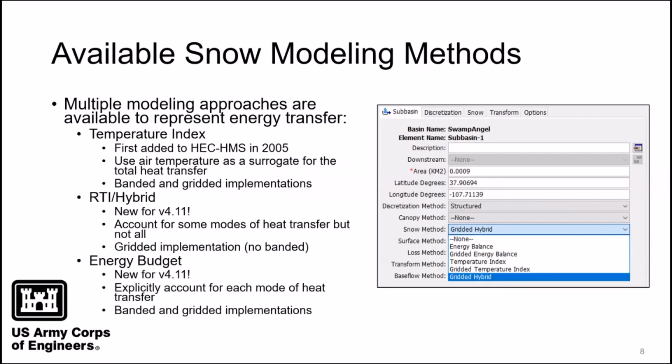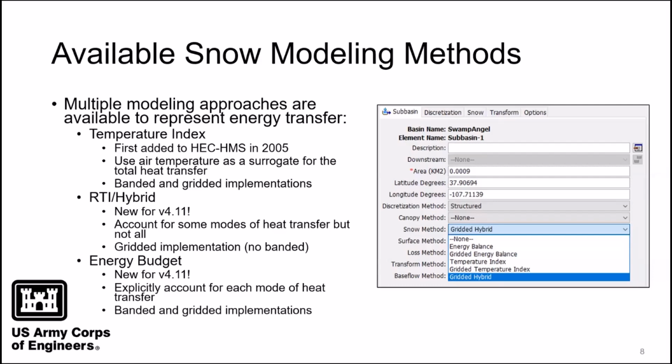So this is just the summary of all the snow modeling methods that we have in HEC-HMS as of version 4.11. The first one is the simplest. It's a temperature index. It has been in HEC since 2005. And when I hear 2005, it does not sound that long ago to me. It's like it's this century, but it is almost 20 years. So we are ready to get some updated stuff into the software.